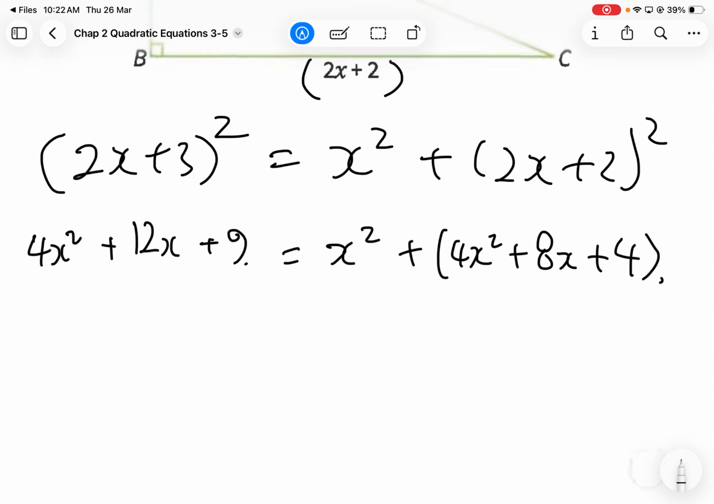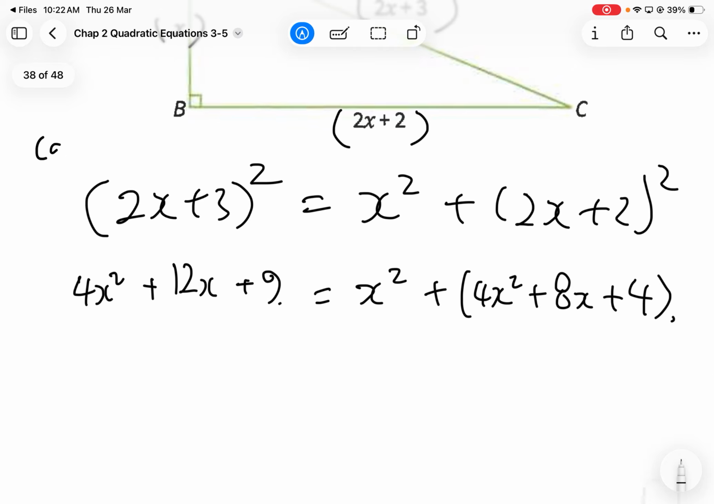Two times 2x times 3. Okay, I am using the identity. If you don't remember the identity, then you have to go and expand it out. The identity is a squared plus 2ab plus b squared. So a is the front. Front squared becomes 4x squared. Back is 3, 3 squared becomes 9. The middle is 2 times the front times the back. So 2 times 3 is 6, 6 times 2x is 12x.